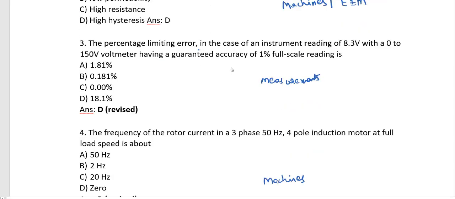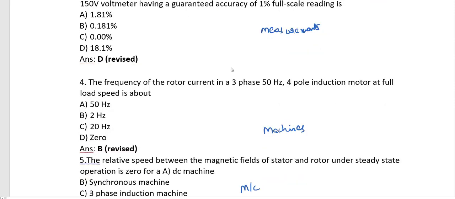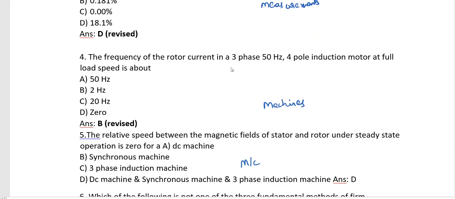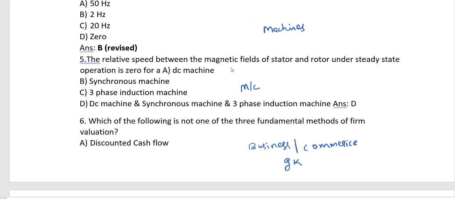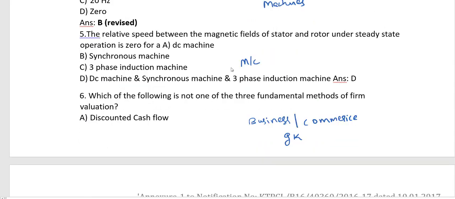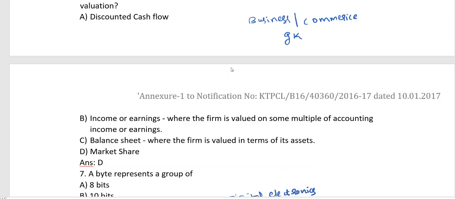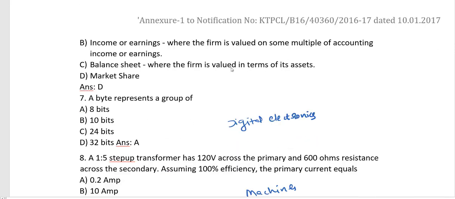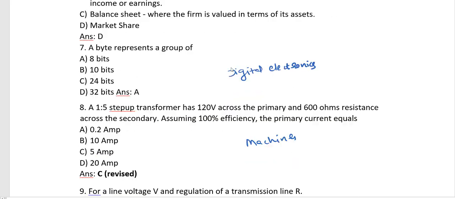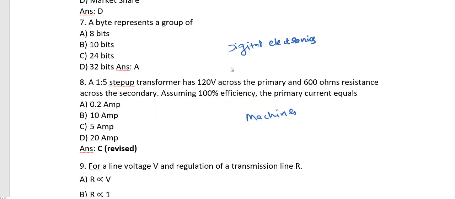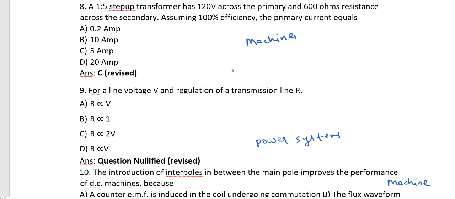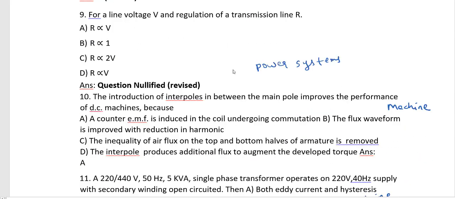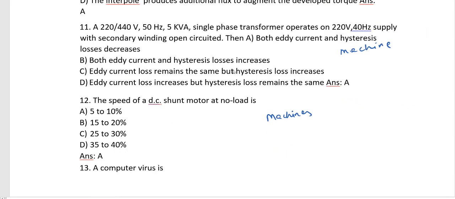Fourth question, the frequency of the rotor 3-phase, so machines. Fifth one also machines. Sixth one, it is a general knowledge question, or you can consider it a business and commerce oriented question. Seventh one, this is a digital electronics question. Eighth one, machines question again. Ninth one is power systems. 10th one also machines, again machines.